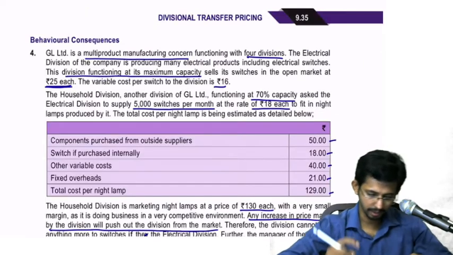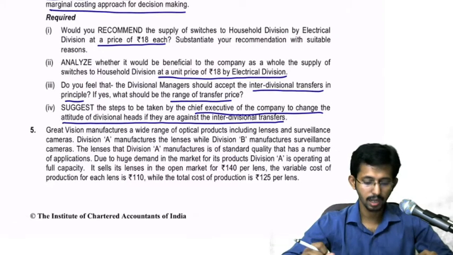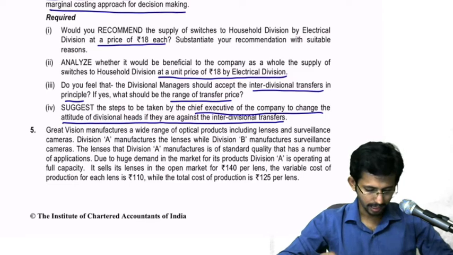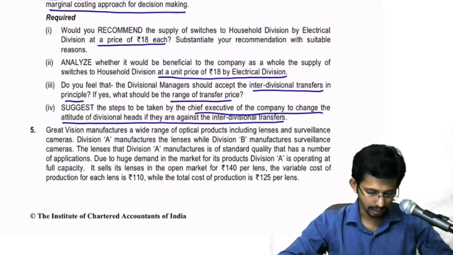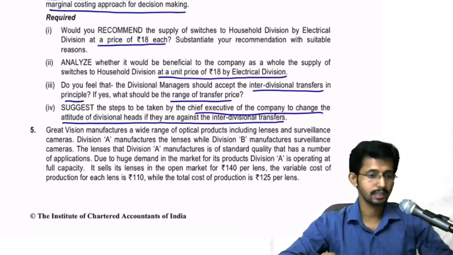That is our conclusion. So that is question number 1. Would you recommend the supply of switches to the household division? We will not recommend. Okay, now analyze whether it would be beneficial to the company as a whole, the supply of switches to the household division at a unit price of rupees 18 per electrical division. Yes.